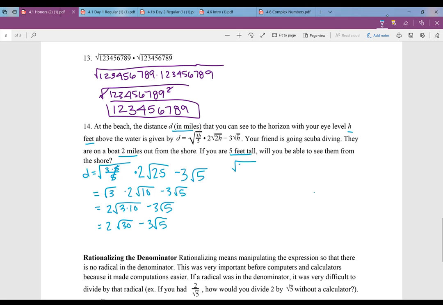Now we're going to come up here and let's just see if we can break down root 30 at all. So we know that's 3 times 10, and 3 won't break down. 10 we could say is 2 times 5, and neither of those will break down. So do we have any pairs? No. So that means root 30 is actually as far simplified as we can go. So our answer is 2 root 30 minus 3 root 5 miles.